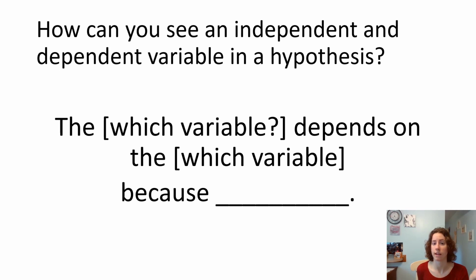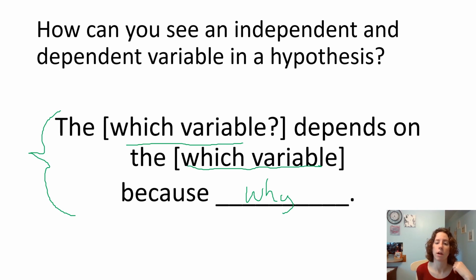How can you see an independent variable and dependent variable when you're looking at a hypothesis? So here's one example of how a hypothesis might be written. Blank depends on blank because why? And we'd have an explanation here. So which variable would go here?